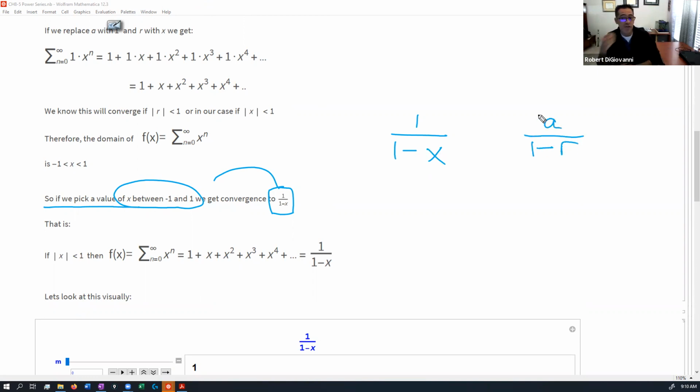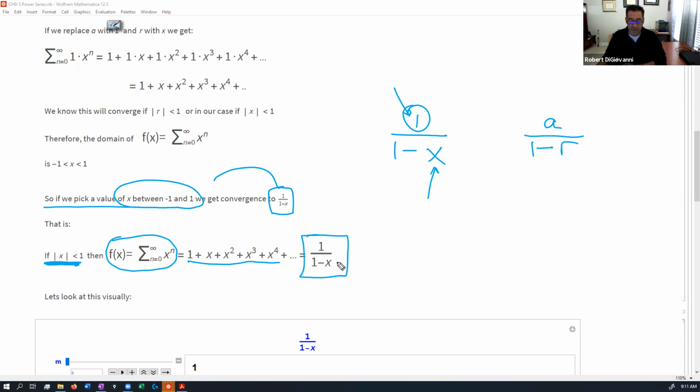Remember from geometric series, when they converge, they converge to a over 1 minus r. And for us, the a is a 1, and the r is an x. So this power series, so long as our absolute value of x is less than 1, should converge to this value, to that function.